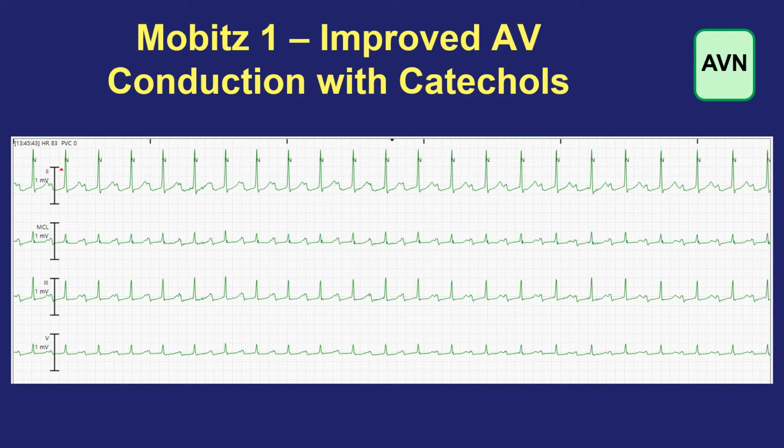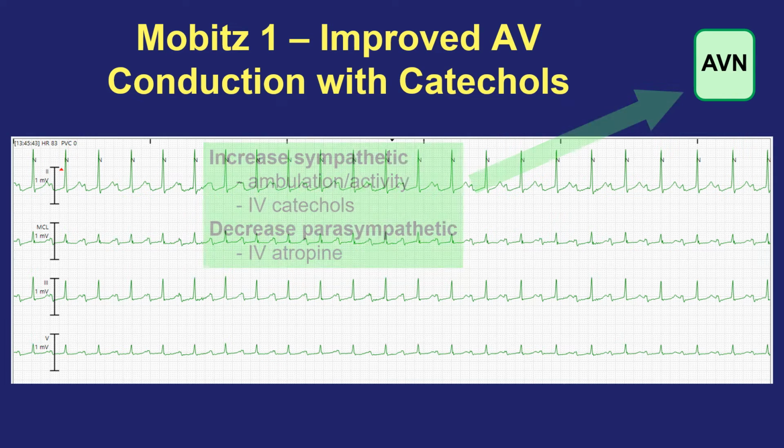Here is that same patient again, but with ambulation, with more catecholamines, and you can see that the second-degree block has resolved, and now there is a one-to-one pattern between P waves and QRS complexes with no dropped beats whatsoever. This is yet another clue that we're dealing with an AV node level problem because the AV node is under the influence of the autonomic nervous system.